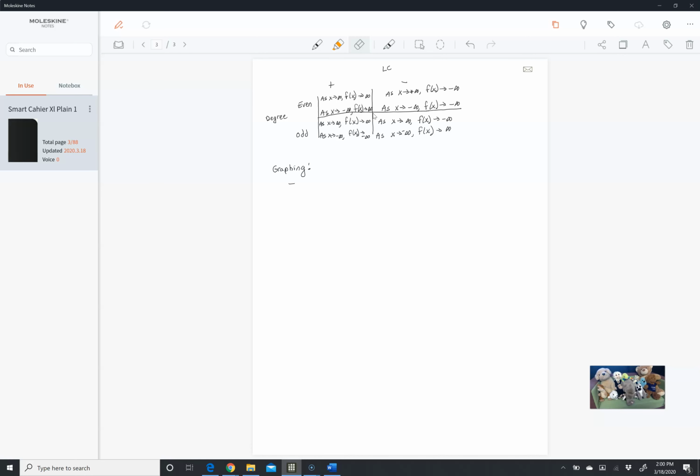We look at the end behavior. We look at the zeros or the roots. Remember, these are interchangeable. And we look at the multiplicities of those roots, which I will explain. We did not talk about this yet.